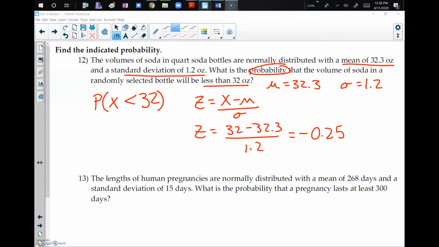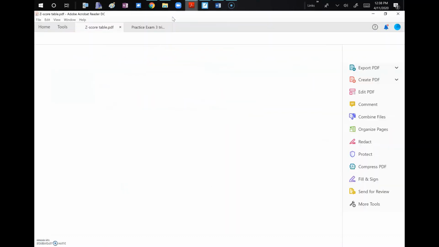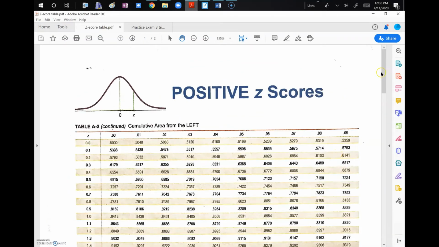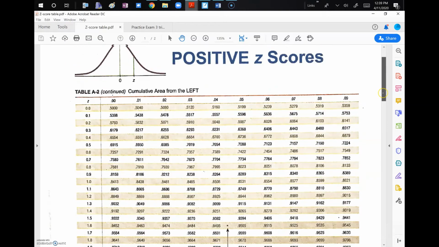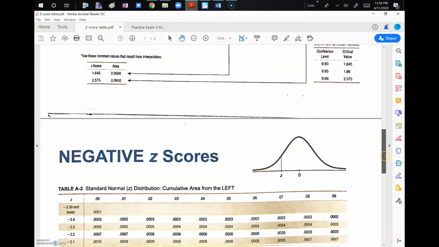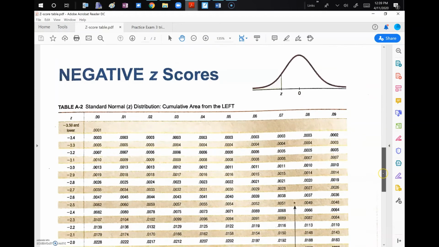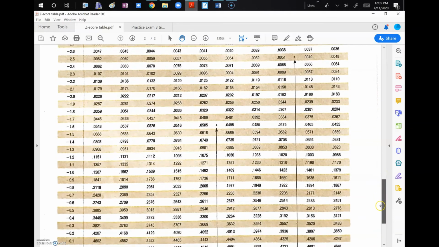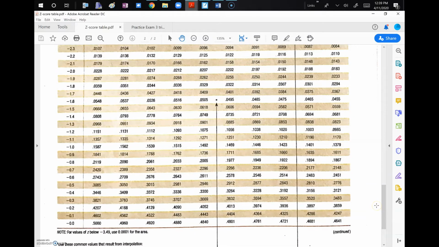So then from here, step two, I need to look that up in my z-score chart. So I have a negative z-score. There are two pages here: the positive z-scores, and then the negative z-scores. So I'm going to be looking at the negative z-score side. I'm looking here for the row that has negative 0.2, and then I need 5.